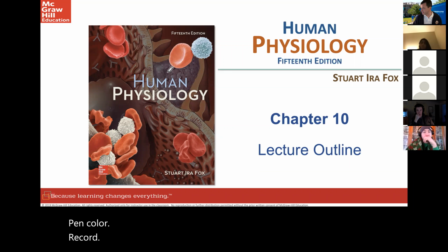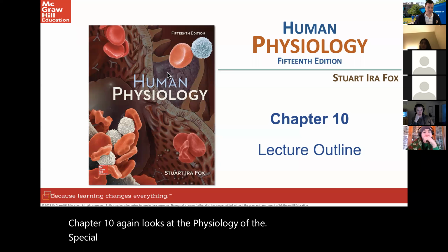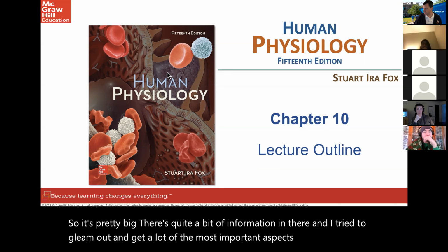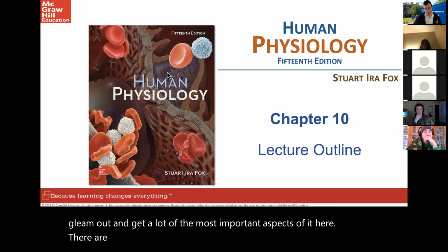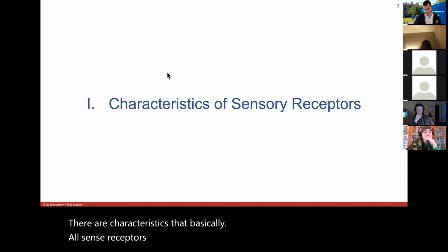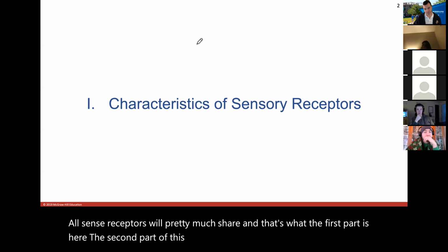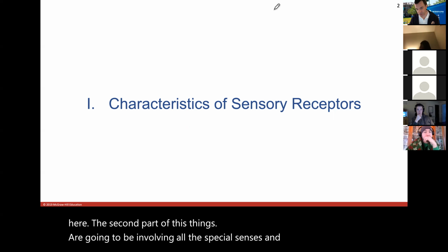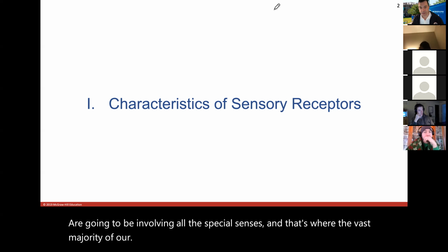Chapter 10 again looks at the physiology of the special and general senses. It's pretty big. There's quite a bit of information in there, and I tried to glean out a lot of the most important aspects of it here. There are characteristics that basically all sensory receptors will pretty much share, and that's what the first part is. The second part is going to involve all the special senses, and that's where the vast majority of our lecture will be spent.